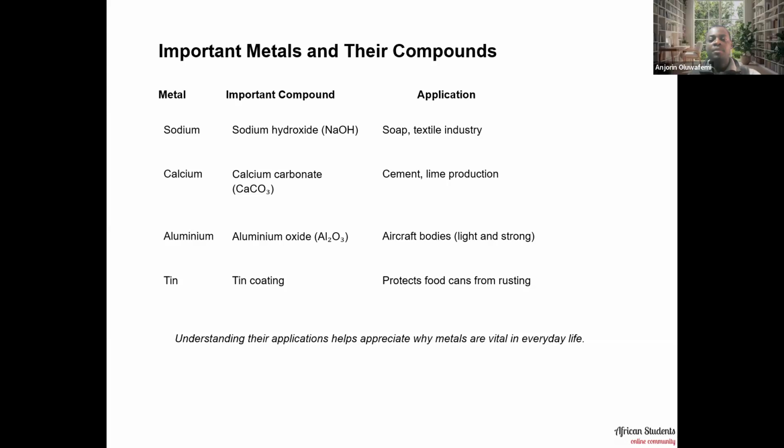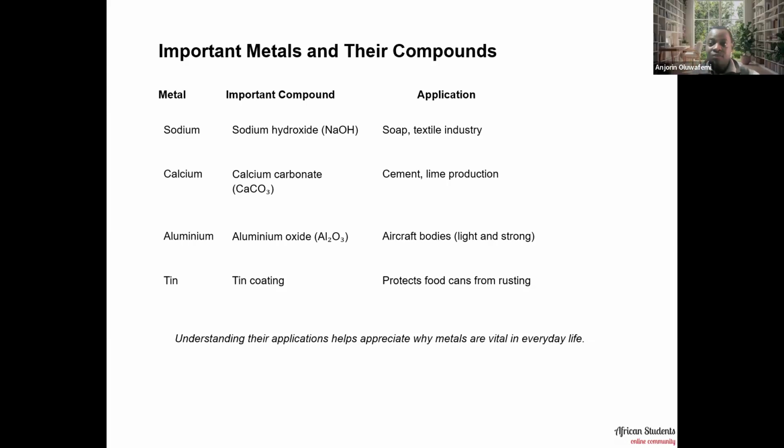Calcium is an important element. A compound from calcium is calcium carbonate, CaCO3, and it's very important for making cement and also for lime production. Aluminium, we have aluminium oxide, which is used for aircraft bodies, because they are light and strong. Then tin, it is for tin coating. It protects food cans from rusting.